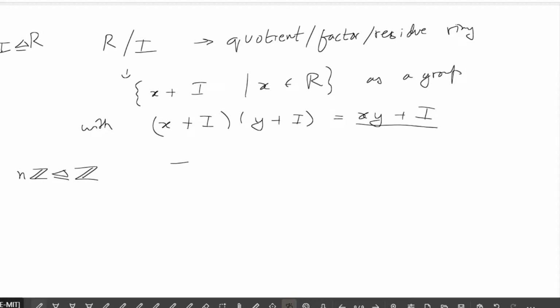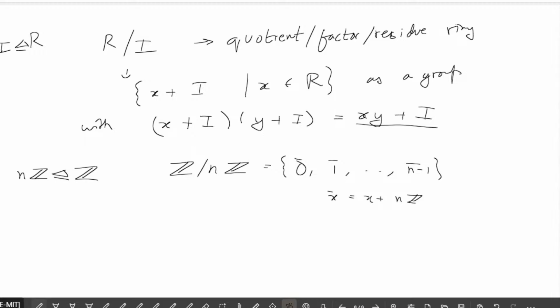Okay. So when you take Z mod nZ, what do you actually get? 0 bar, 1 bar, up to n minus 1 bar, where x bar means x plus nZ is the notation. But what are these numbers? They are the remainders that you get when you divide by n. Remainder as in residue. That's why it's also called a residue ring, a ring of residues. But we'll use a more familiar term, quotient or factor ring.